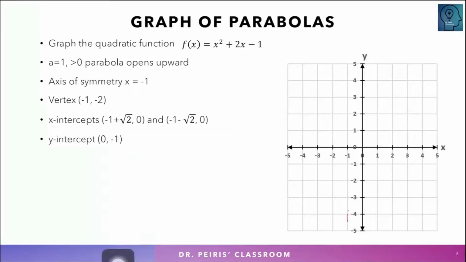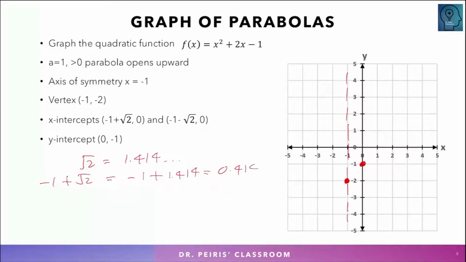The axis of symmetry is x equals negative 1. So that is the first thing we're going to mark, x equals negative 1. So here is the axis of symmetry. And then the vertex is negative 1, negative 2. So here is the vertex, negative 1, negative 2. The y-intercept is 0 comma negative 1. That's right here. And then the x-intercepts. So negative 1 plus radical 2. The radical 2 is equal to 1.414 something. So negative 1 plus radical 2 is equal to negative 1 plus 1.414, which is basically 0.414.